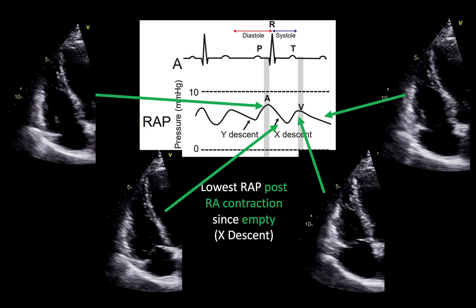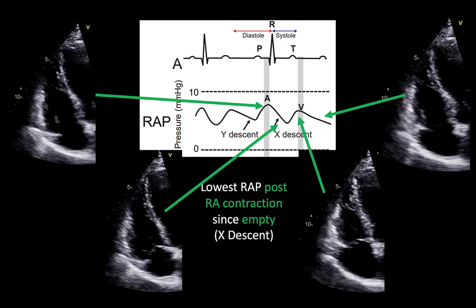During ventricular systole, there is right atrium filling from the venous system with a progressive increase in RA pressure leading to the V wave, whose peak represents the second highest right atrial pressure. Upon tricuspid valve opening in diastole, the RA empties progressively and the RA pressure decreases, represented by the Y descent.